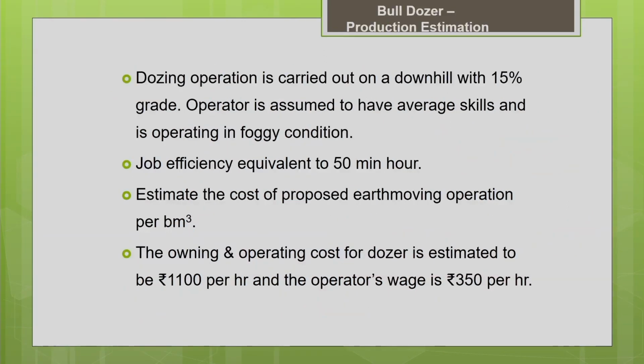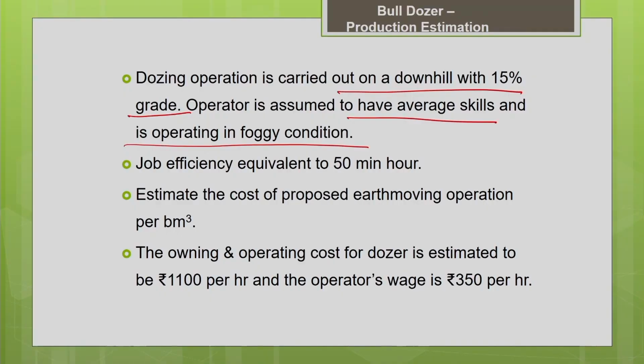Dozing operation is carried out downhill, with a 15% grade. So your machine is moving down the slope, which is obviously going to help enhance the productivity. The operator is assumed to have average skill, not excellent skill. The machine is operated in foggy condition, so the visibility is going to be poor, and the job efficiency is given as 50 minutes per hour. That means the machine is working for 50 minutes in 1 hour. You are going to estimate the unit cost of the earth moving operation.